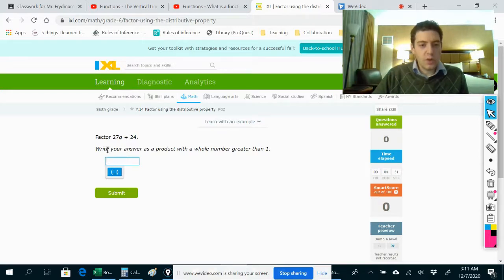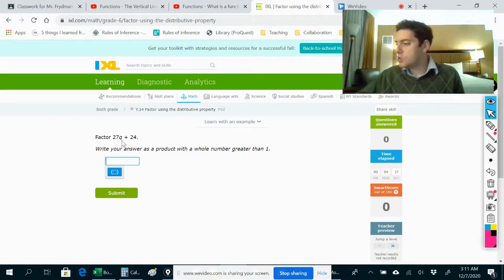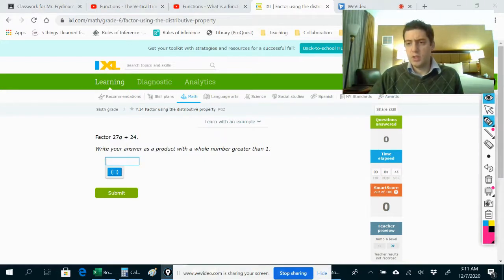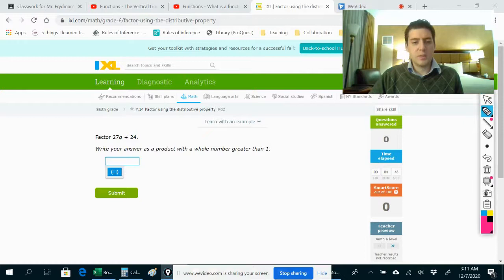All right, so you don't have to factor using the greatest common factor, but usually you do. I think maybe for this exercise, IXL wants you to use the greatest common factor, but I'm not 100% sure about that. Anyway, what is the greatest common factor between 27 and 24?